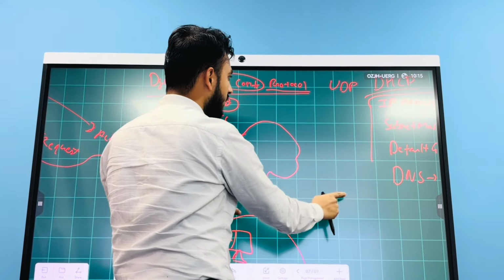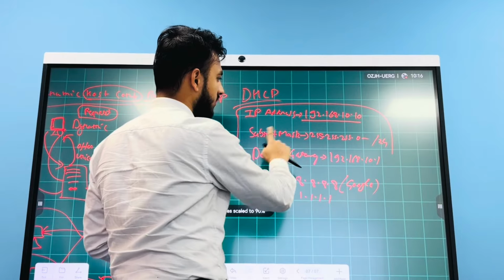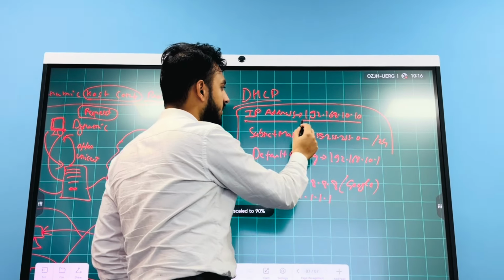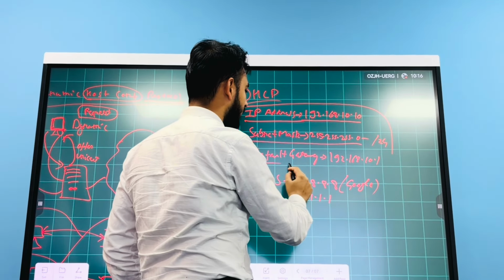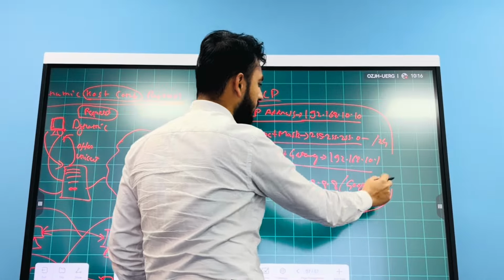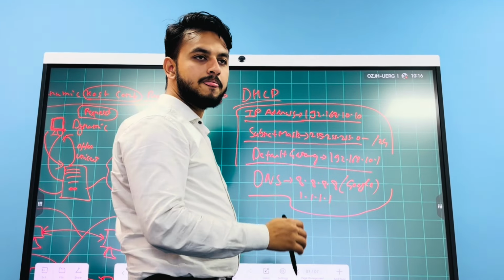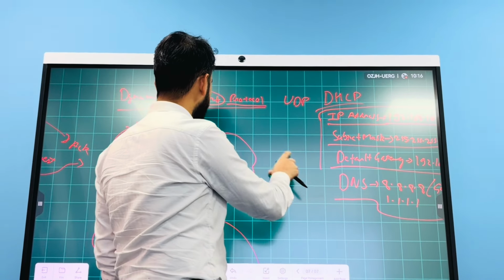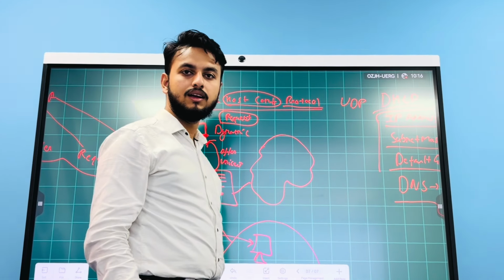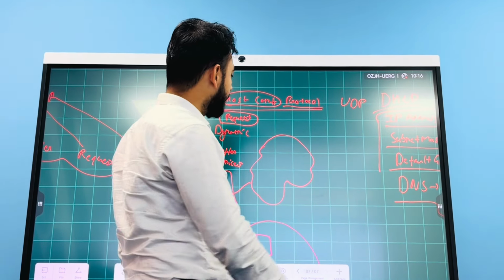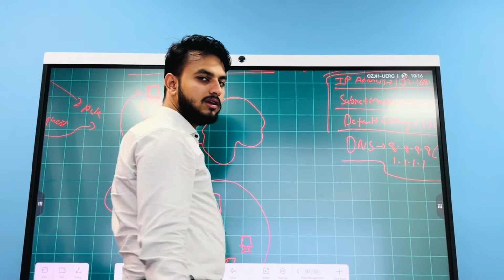What information will be sent? Okay, this information. It will send IP address, subnet mask, the default gateway, and DNS server, and will be automatically configured to the PC. And that's it. You are now internet enabled. Simple, right? Now, a few more things about DORA process.